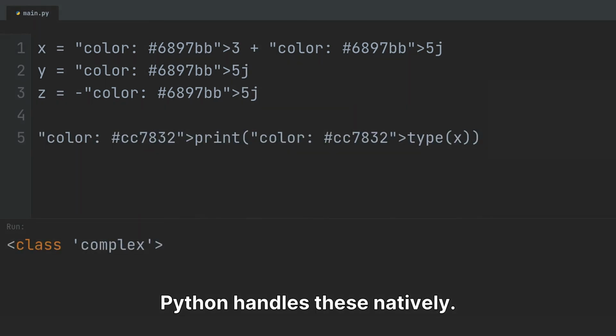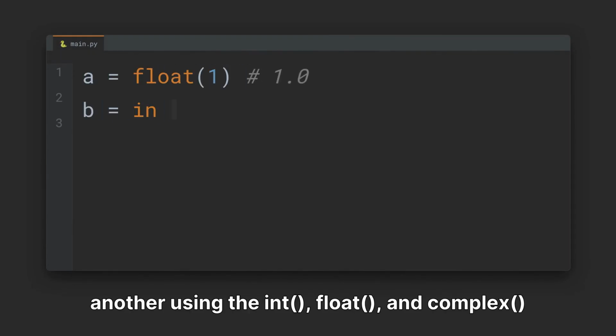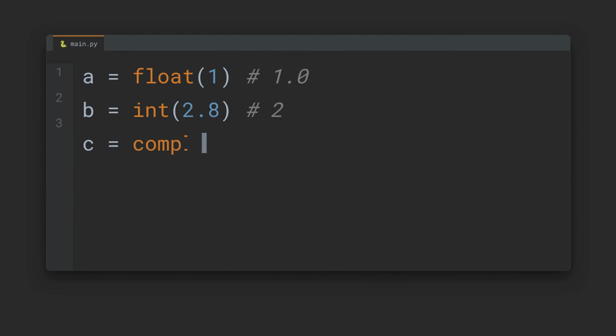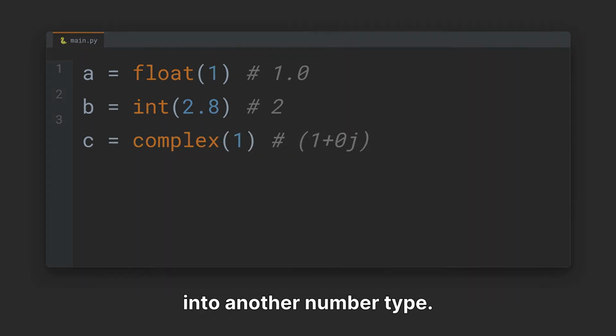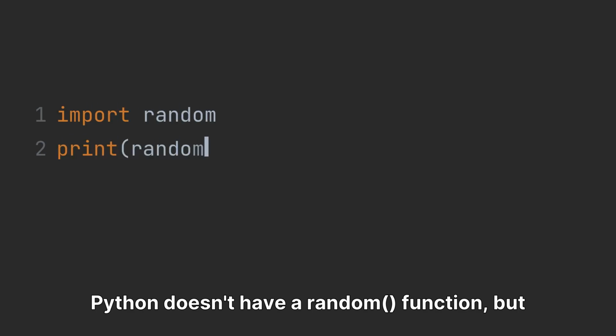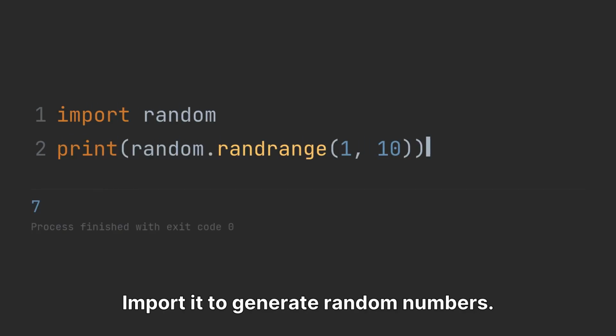Python handles these natively. You can convert from one type to another using the int, float, and complex methods. But note, you cannot convert complex numbers into another number type. Python doesn't have a random function, but it has a built-in module called random. Import it to generate random numbers.